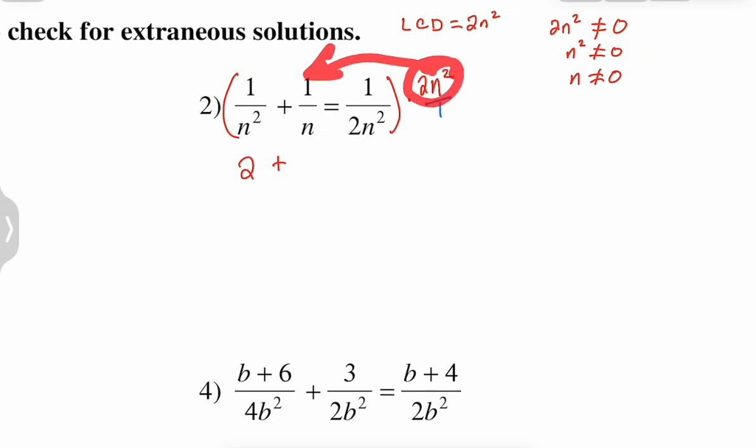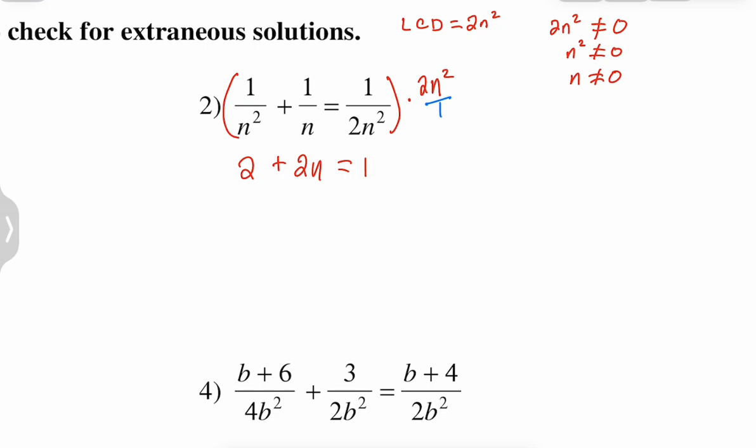Here, if I multiply, 1 times 2n squared is 2n squared. Divide that by n. This time only one of the n's is gone, so we'd be left with 2n. And then 2n squared times 1 is 2n squared. 2n squared divided by 2n squared, they cancel perfectly, so we're just left with 1. So look at how much easier an equation we have to solve.